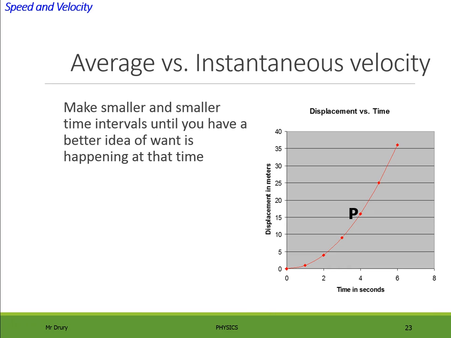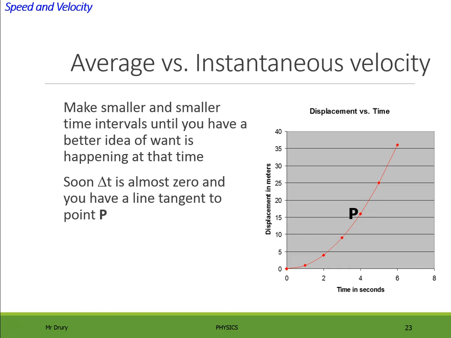What we could do is make a smaller triangle. Okay? And as we get a smaller triangle, we get a better idea of what this velocity is. It's getting closer to what the velocity is at point P. But that may not be good enough. So what we could do is make a smaller triangle, and a smaller triangle. And now we're getting closer and closer to what the actual velocity is at point P.